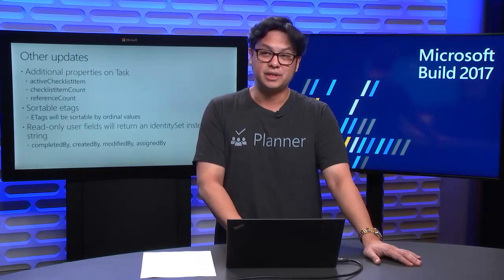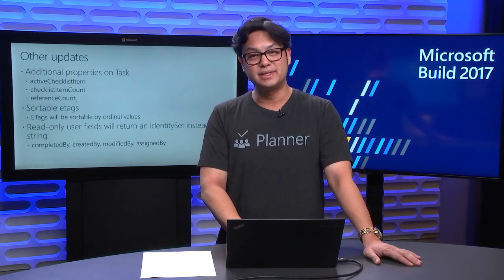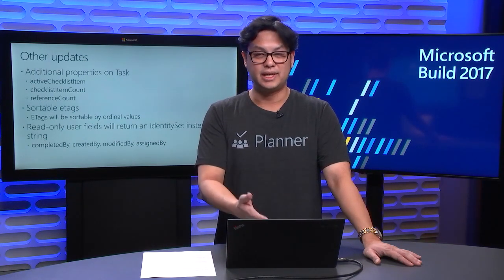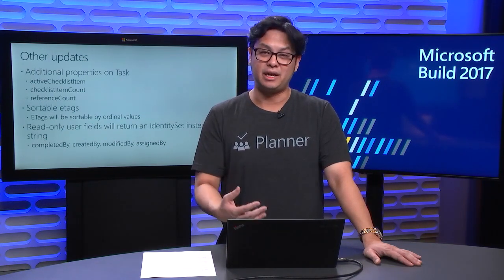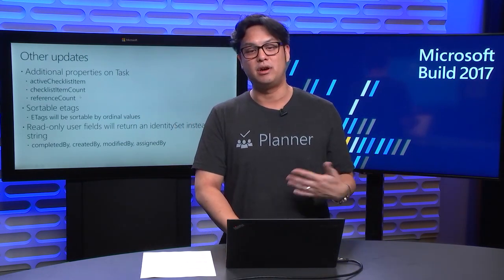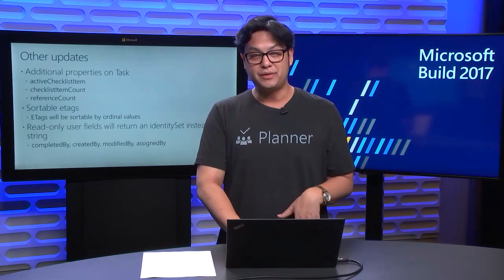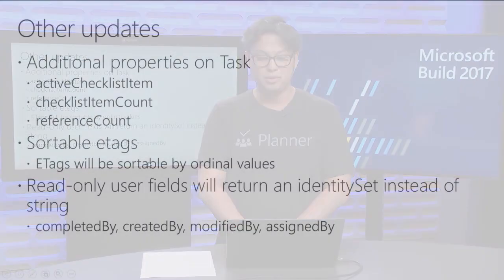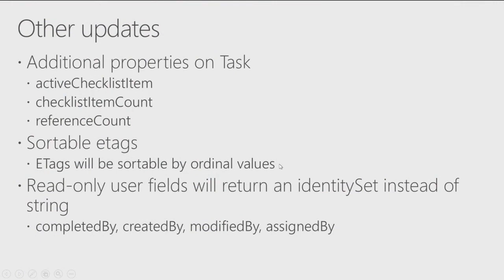And then we also have the notion of a reference count. And so the references that we have within Planner are how we store our attachments. And so again, this is starting to aid building out a rich task visualization of just the task itself without having to fetch all of the task details. We've also made some changes of making sure that all of our e-tags are also going to be sortable by ordinal values. And so this way, things that sort later are going to be newer items.